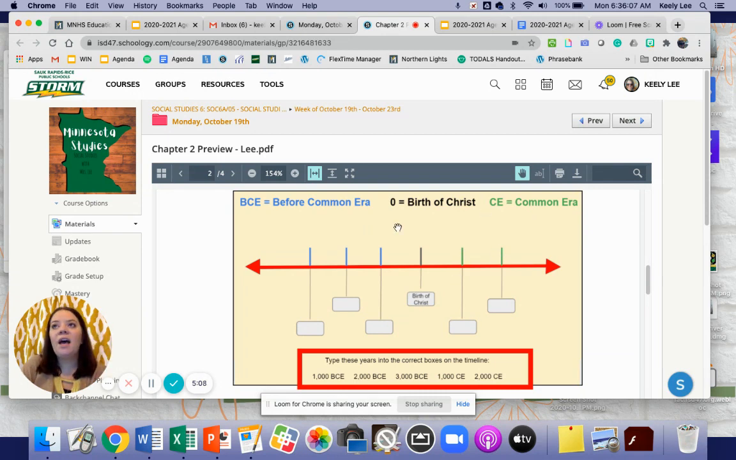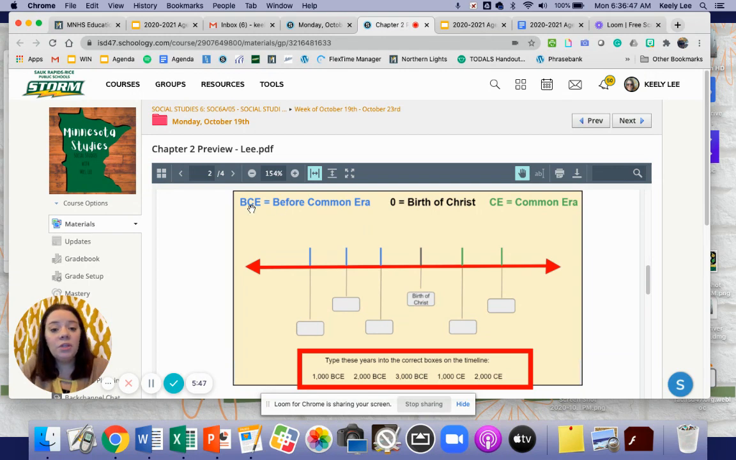Okay, some of you might have heard of AD and BC, or BC and AD, but in our textbook, and really in most historical contexts in today's world, we use the abbreviations BCE for anything happening before year 0, and the words CE for anything happening after the year 0. Okay. So all you're going to do in Notability is you are going to write or type these 5 times in these 5 boxes, okay?